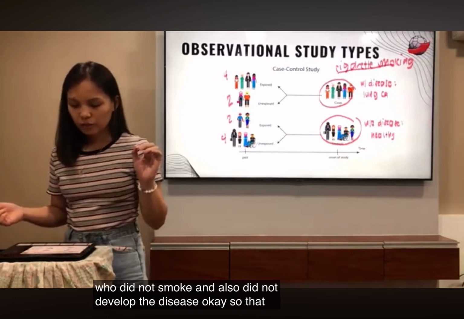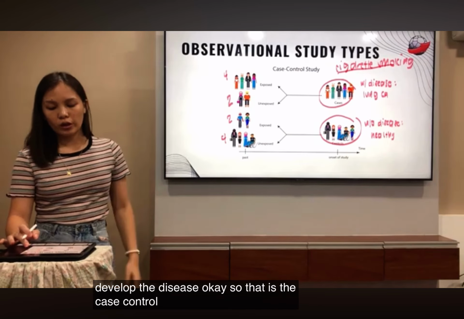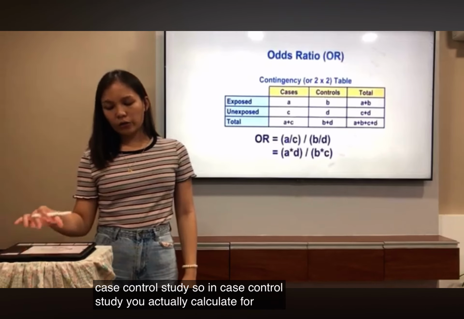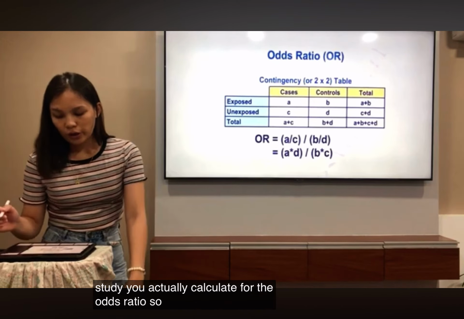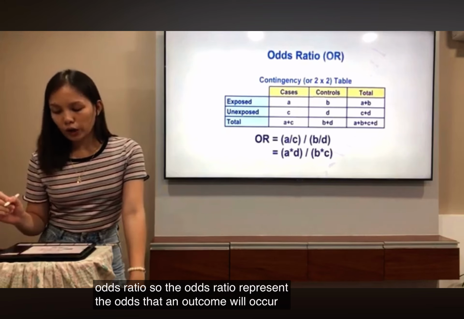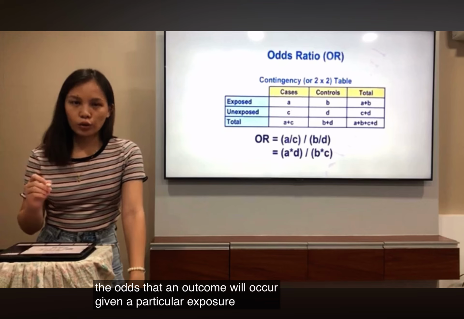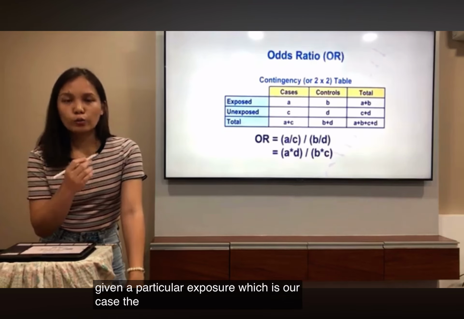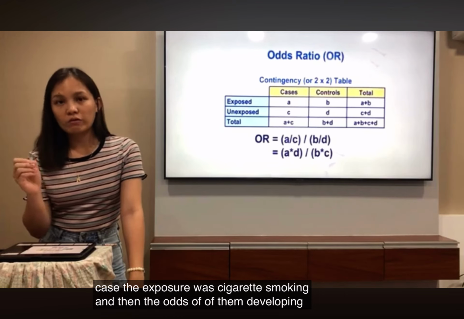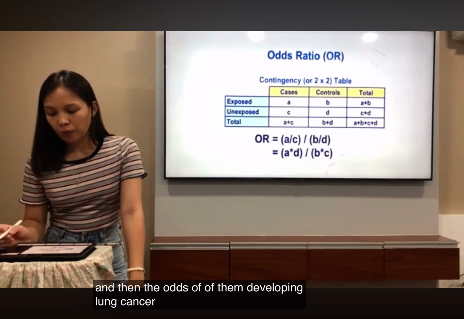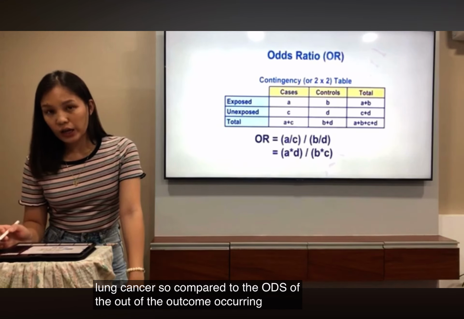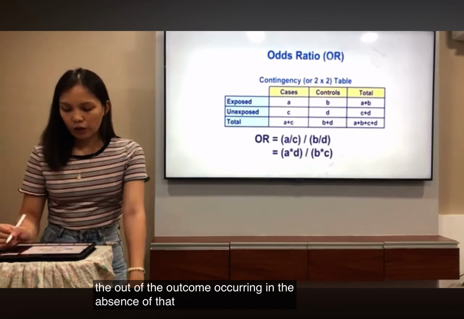Okay, so that is the case control study. So in case control study, you actually calculate for the odds ratio. So the odds ratio represents the odds that an outcome will occur given a particular exposure, which in our case, the exposure was cigarette smoking, and then the odds of them developing lung cancer. So compared to the odds of the outcome occurring in the absence of that exposure.